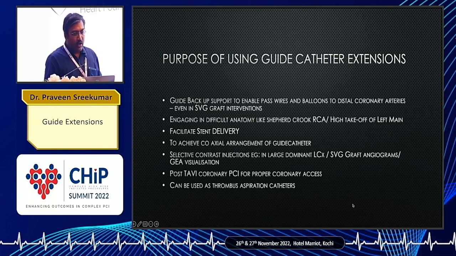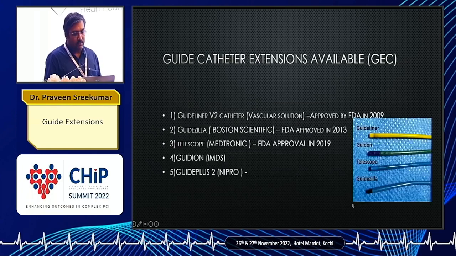alignment with the coronary. And it's also used for diagnostic purposes. It can be used for selective contrast injection, for example, a large dominant LCX which is abnormally placed in the ostium, so you can get a very good coronary injection. And SVG graft angiograms, even LIMA angiograms to evaluate distal native LAD beyond the point of anastomotic site. So we can push the guide extension through the LIMA and take a good injection to evaluate more distal coronary. And even post-TAVI coronary PCIs, they are increasingly being used. And it can be used even as a thrombus aspiration catheter.